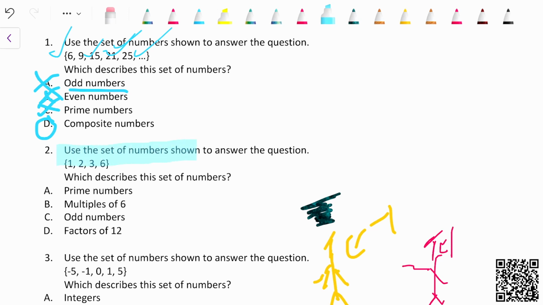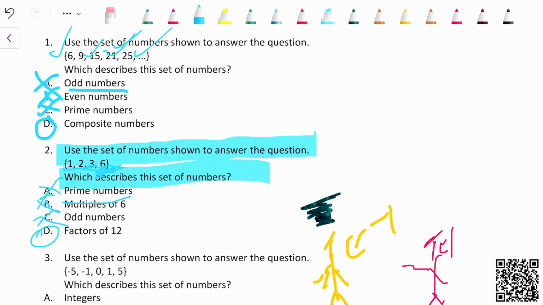Use the set of numbers shown to answer the question. So you got 1, 2, 3, and 6. Which describes this set of numbers? And then again, we can do the right off the bat stuff again. So we've got prime numbers. No, because 6. Or multiples of 6, which is definitely not true because these are not bigger than 6. The only multiple of 6 is here, this one. And it's definitely not odd numbers because 6 again. So it has to be factors of 12.